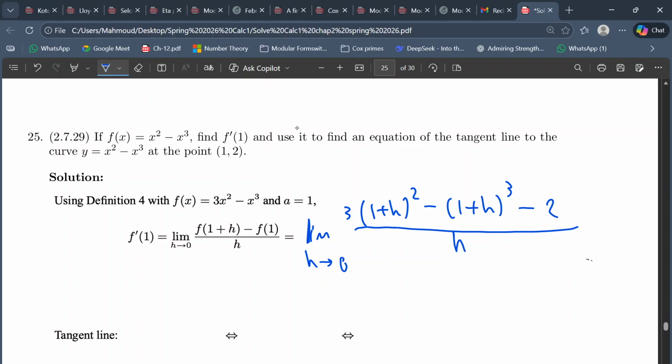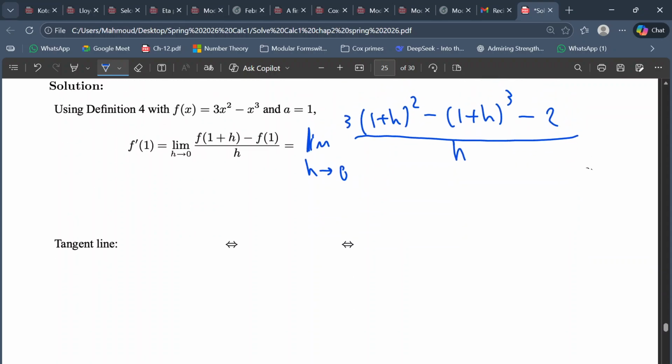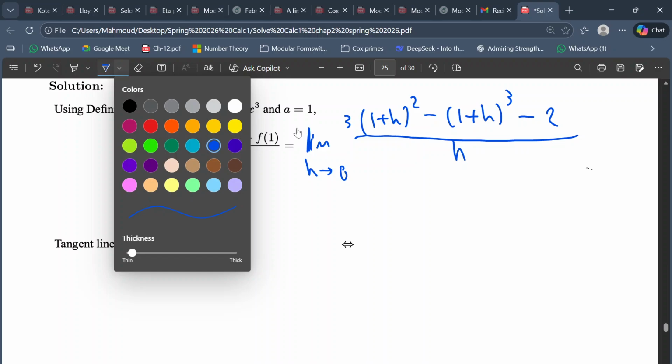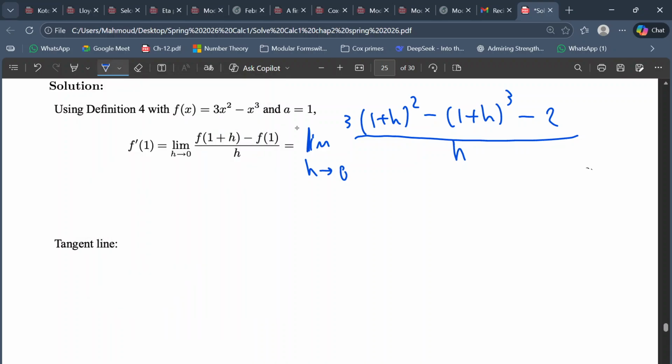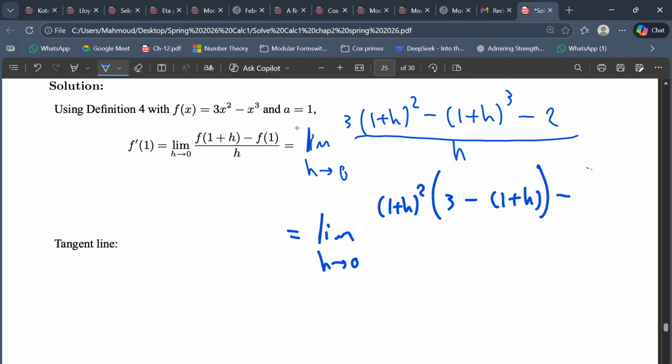What's the next step? We will solve by the most efficient way. I will show you what I will do. I will not expand the cubic. I will do as follows. Limit as h goes to 0. I will take (1 plus h) squared as a common factor from the first two terms, right? (1 plus h) squared times what? 1 minus (1 plus h), like this, minus f of 1, over h.